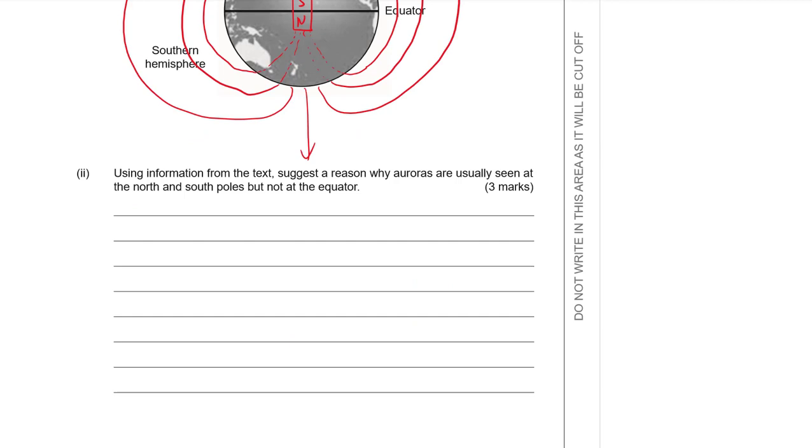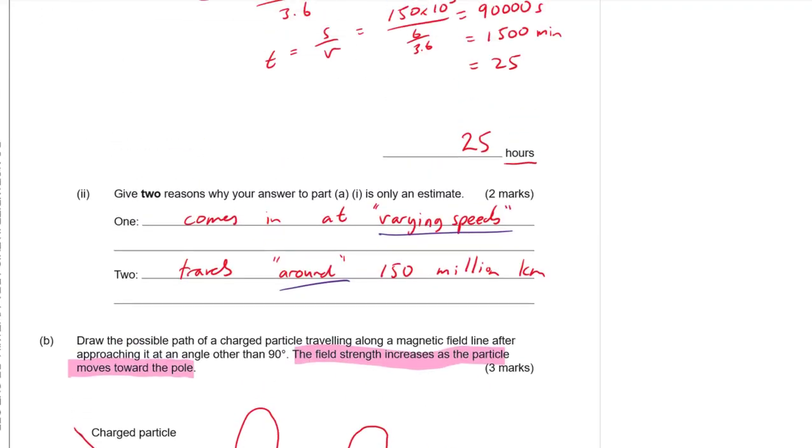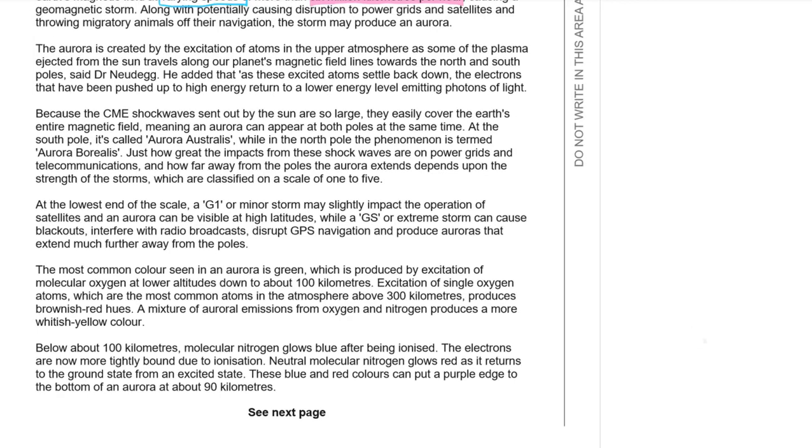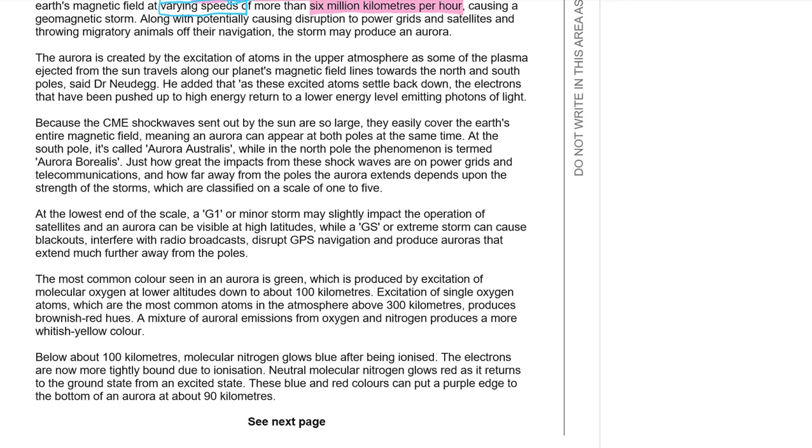Okay, and part 2 of this question is, using the information from the text, suggest a reason why auroras are usually seen at the north and south poles but not at the equator. So the text has some clues about this, but it's not as clear as what I would like it to be. I think that some prior knowledge in this might be helpful.